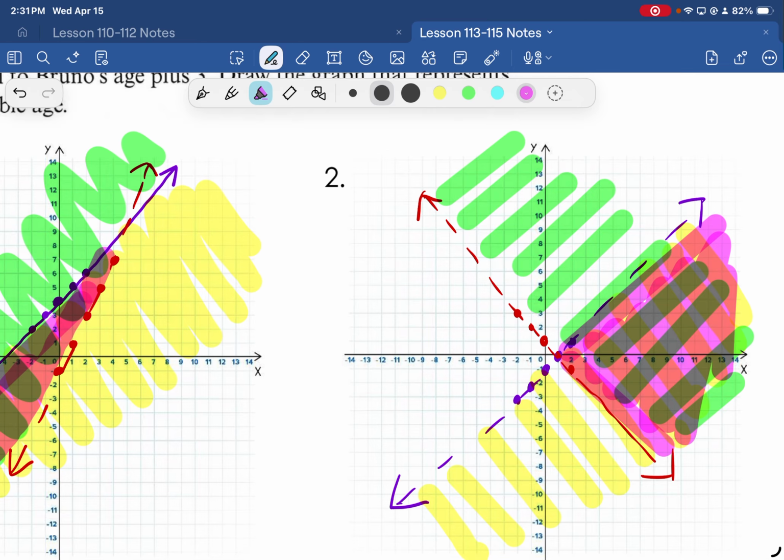How was that? Is that what y'all got? What part of that did you not get? Was it the dash, solid, the shading? I had no idea about the shading. For the purple line, I shaded below it. I had everything, it's just you left a square that I didn't shade.